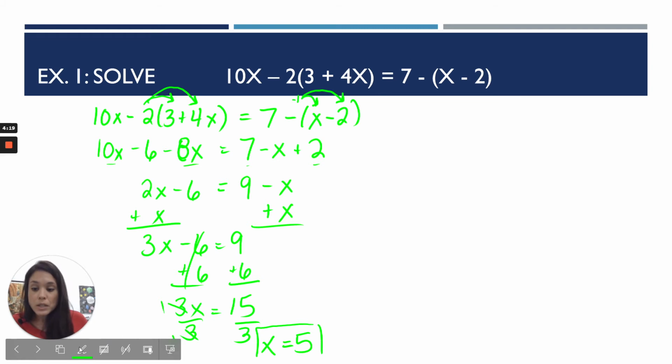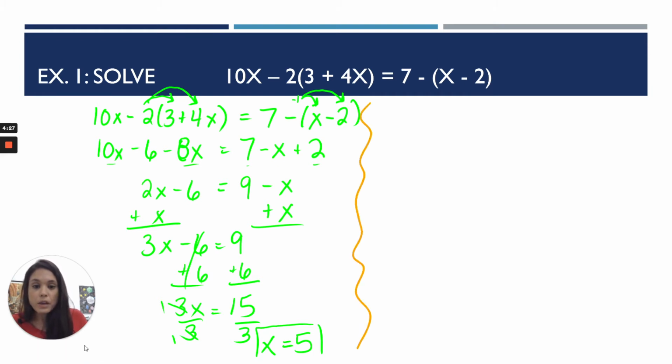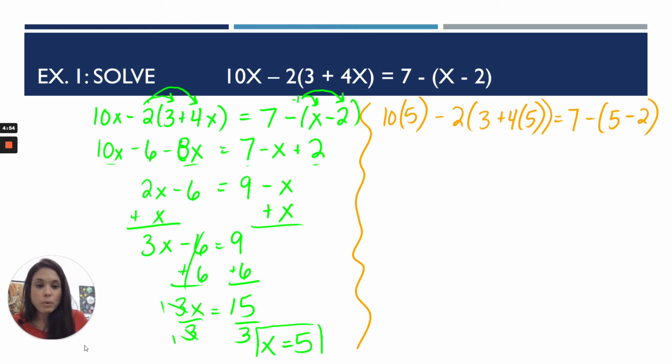Now we need to double check to see that this makes sense. So we're going to put the 5 back into the original equation and see if the equation will be equal to each other on both sides. So 10 times 5 minus 2 times (3 plus 4 times 5), and then equals 7 minus (5 minus 2). Okay, so what we're going to do is what's inside the parentheses first.